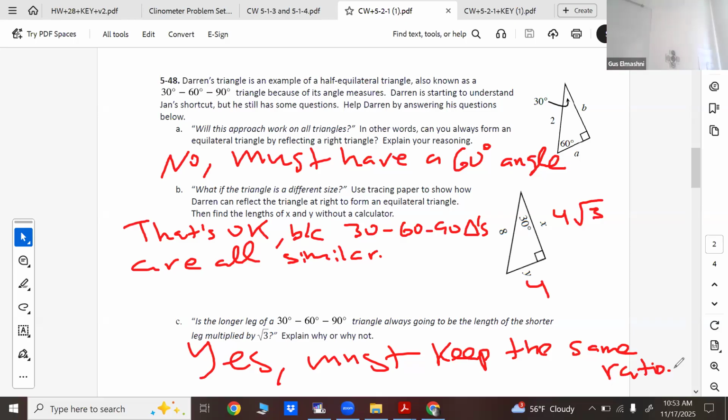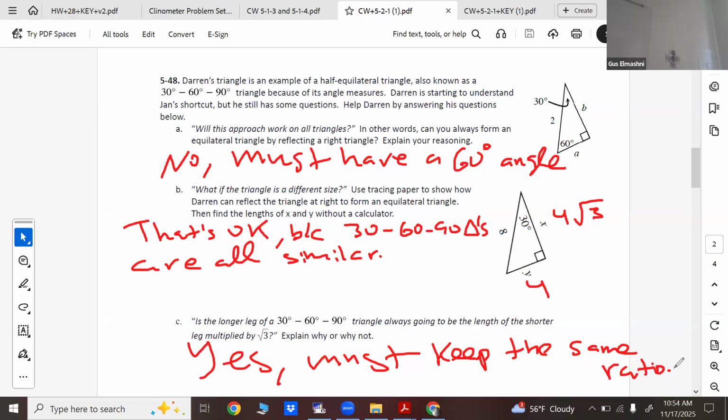Okay. So what we saw, we drew an equilateral triangle, right? We saw just half of this. This is always half of this. How about part C? What does that mean? All it means is that you're just multiplying this by √3. X is the longer leg, right? And notice that X is Y times √3. That's it.